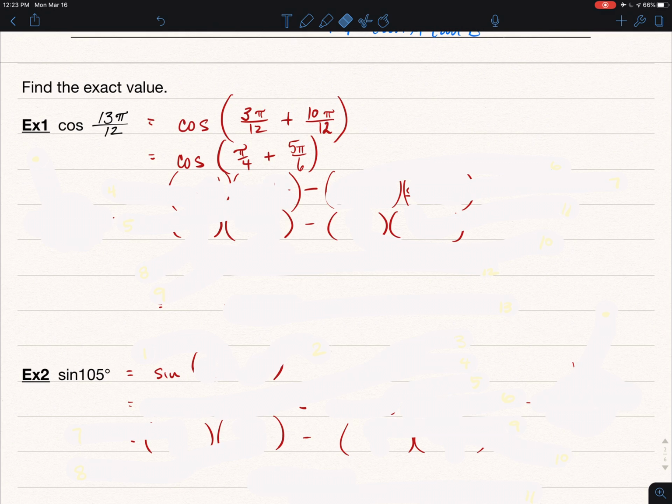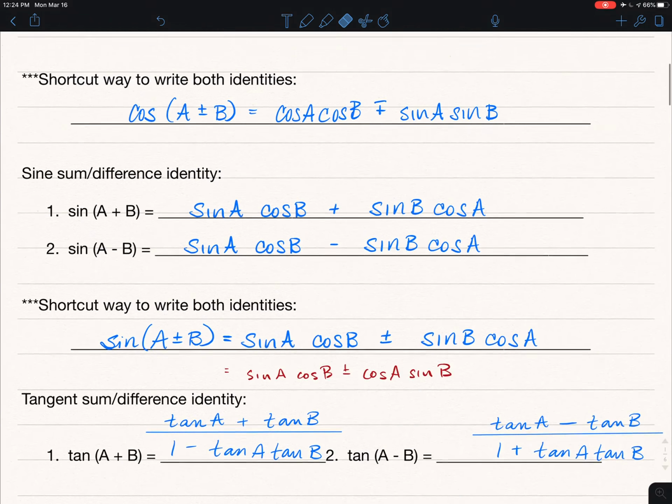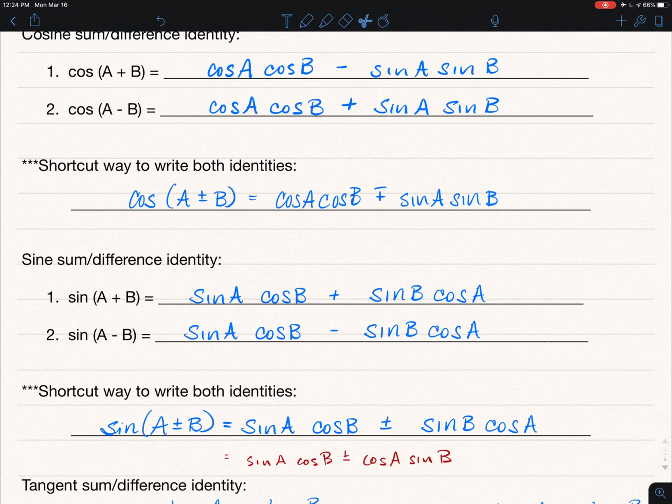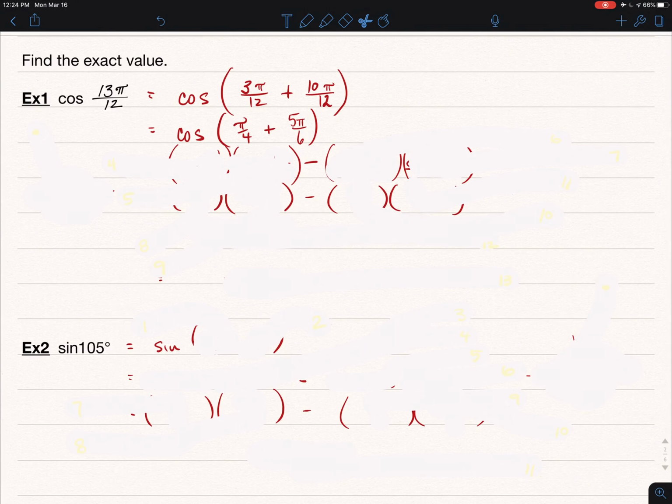Okay, so next what we're going to do is we need to use our identity. So I want you to go back up to your identity, and we want to use the identity that says cos minus sine, because this is the cosine sum identity. This is a cosine of two angles that are being added together. So we'll use cos minus sine. And so let's just plug into the identity. My first piece is going to be the cosine of pi over 4. My second piece, the cosine of 5 pi over 6. Minus the sine of pi over 4 times the sine of 5 pi over 6.